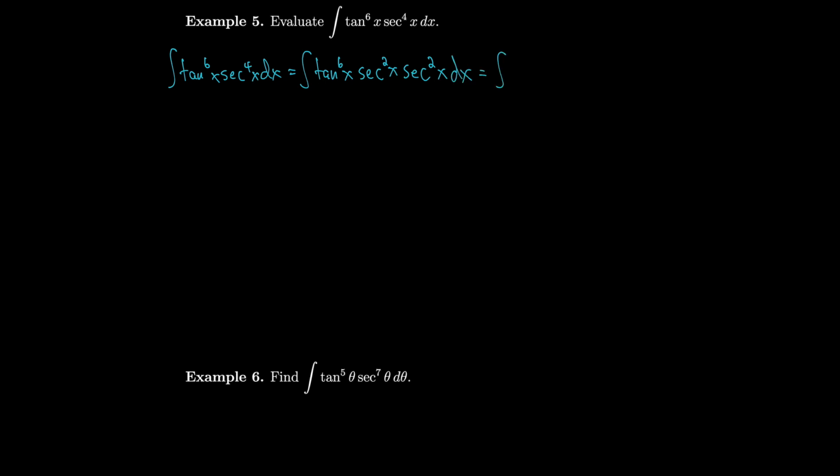So now this is the integral of tangent to the 6th. One of the secant squareds I don't need. I only need one of them for my derivative of tangent. So I replace the other one with our identity, 1 plus tangent squared.